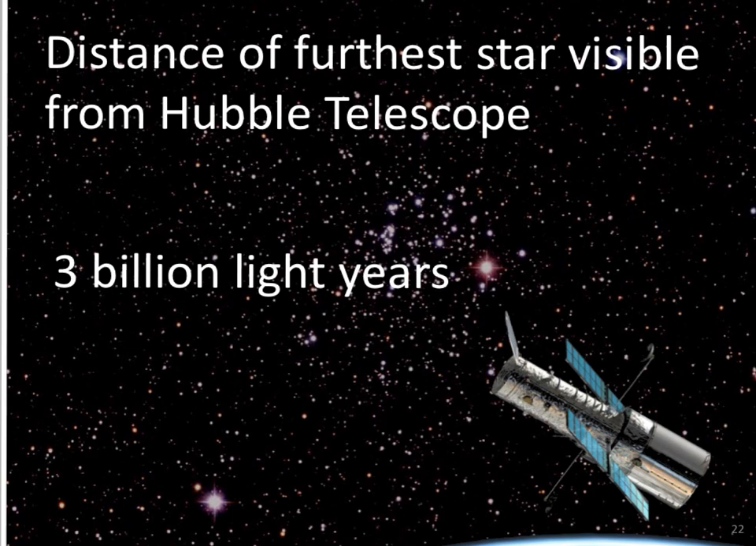Although it appears to us that 1 light year is a very long distance, from an astronomical point of view, it is not. For example, the distance of the furthest star visible from the Hubble telescope built by the Americans is about 3 billion light years from Earth. 3 billion light years. So you can see that our universe is actually very, very large.